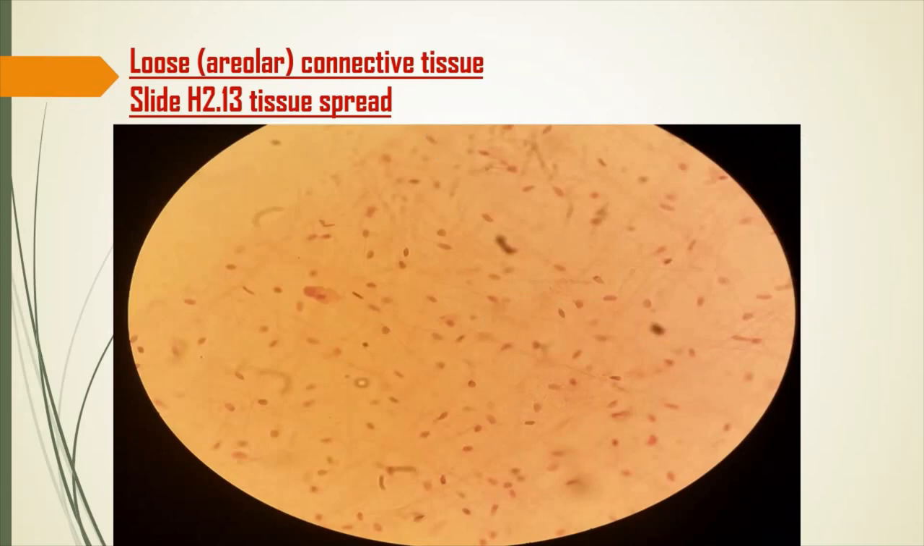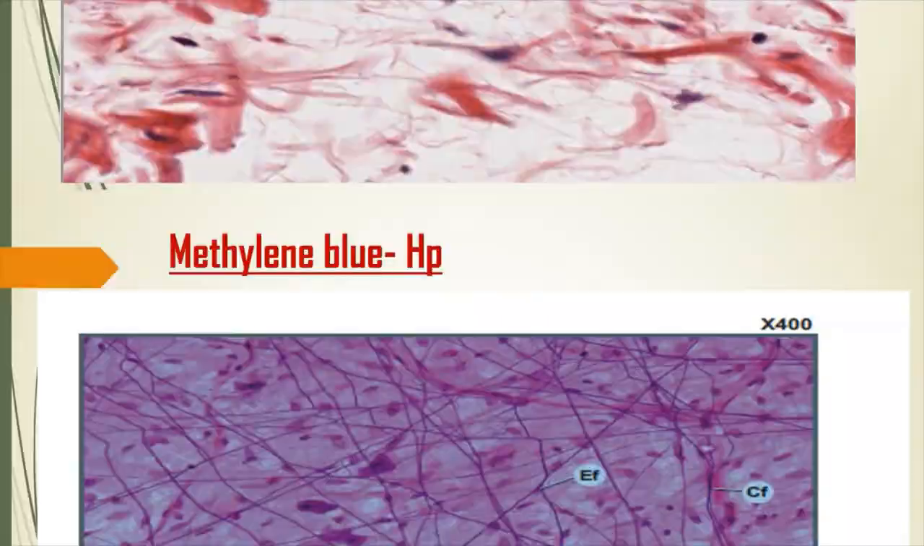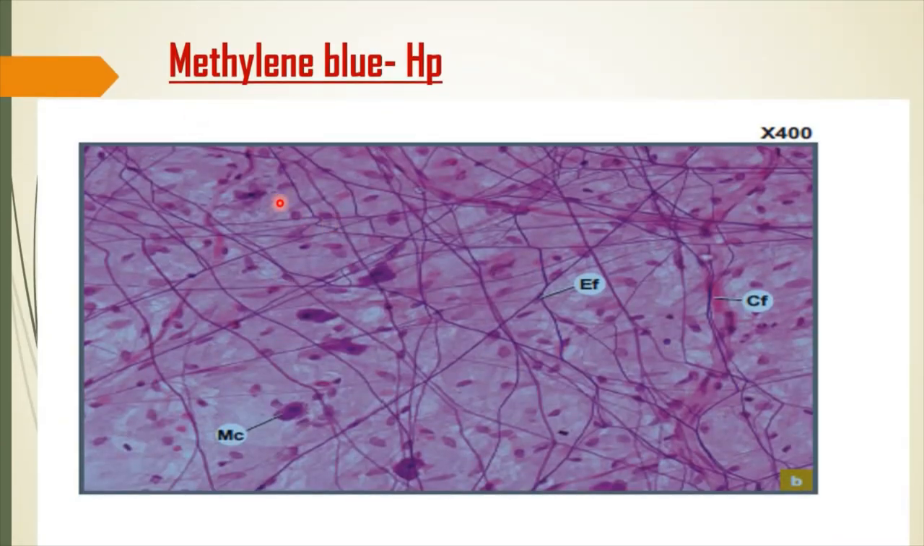This is not clear. This is loose areolar connective tissue. The deeply stained red protein fibers are collagen. And these cells here are the fibroblasts. The poorly stained ones are the elastic fibers. You really appreciate connective tissue protein fibers when you use methylene blue. Methylene blue will demonstrate these elastic protein fibers, and these ones are the collagen protein fibers. This is very clear, this is a collagen protein fiber. These ones that look like strings and lines are the elastic protein fibers.